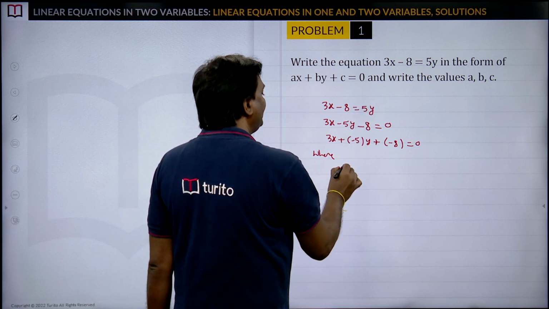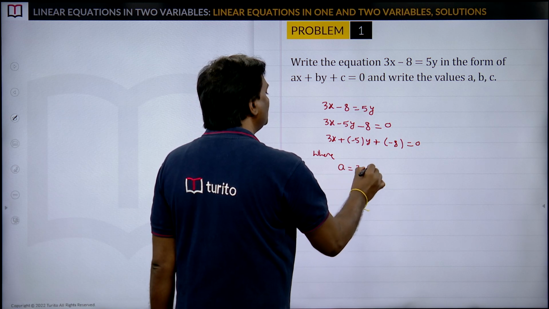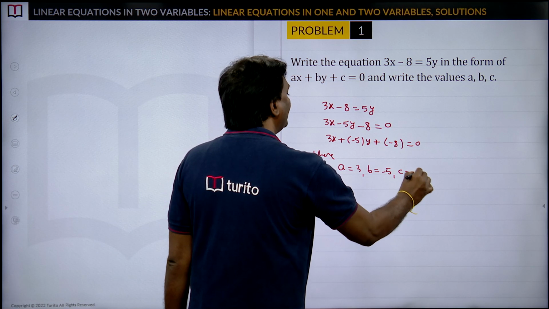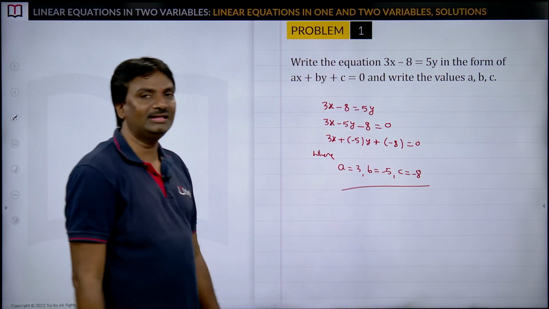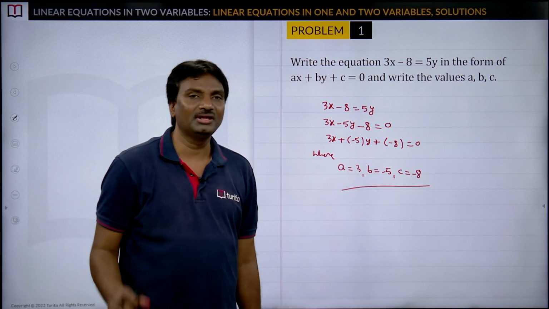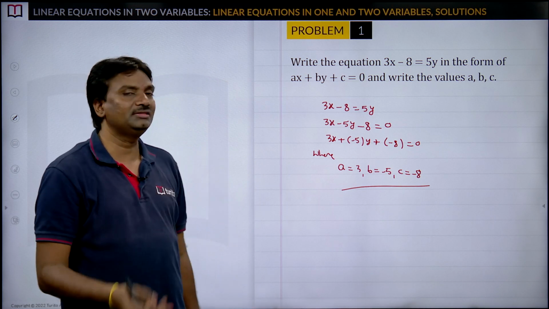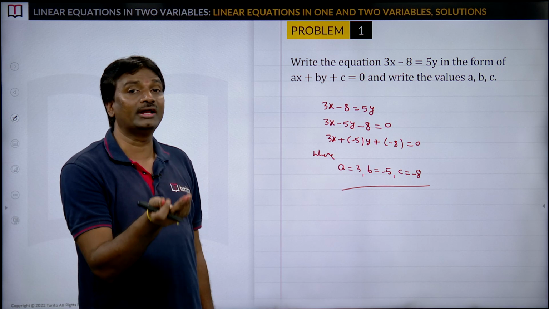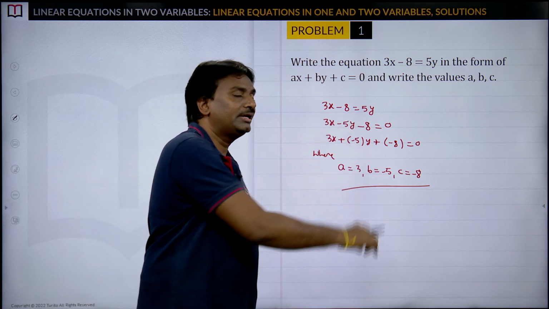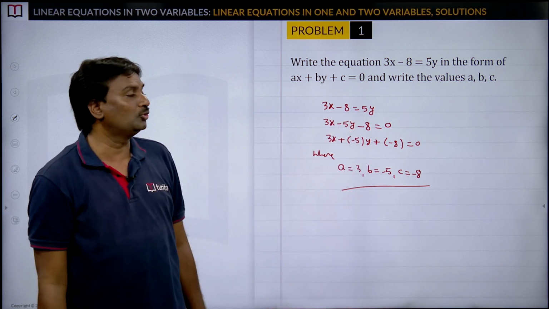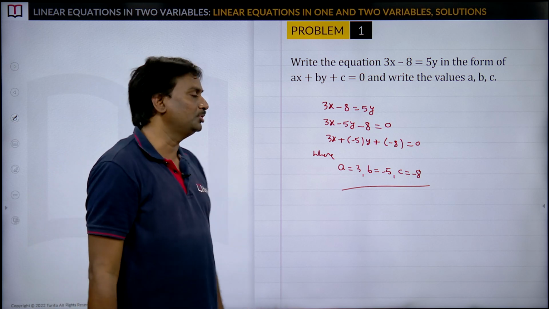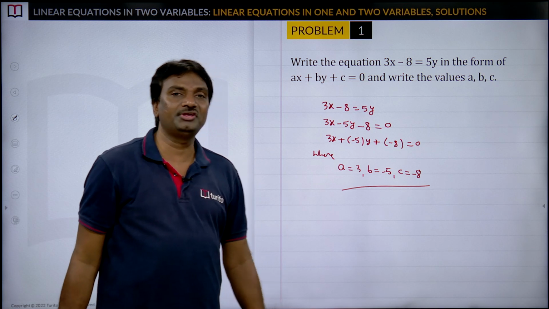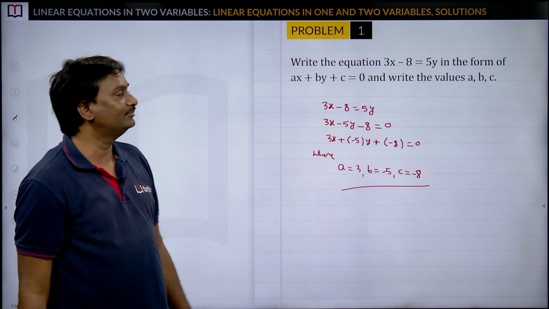So, write the values of A, B, C, where A equal to 3, B equal to minus 5 and constant C is minus 8. Very simple problem. The given equation is not in the standard form. By transposing 5y, which we have in RHS, to LHS, now the equation is converted into Ax plus By plus C equal 0 form, where A equal to 3, B equal to minus 5 and C equal to minus 8.